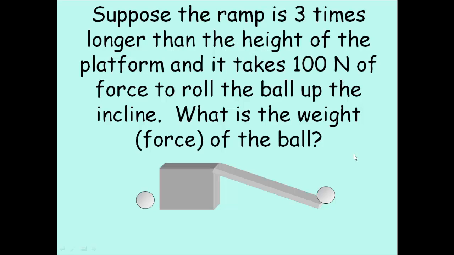So finally, suppose a ramp is 3 times longer than the height of the platform. It takes 100 newtons of force to roll, so 100 newtons this way, right? So we got to talk about that distance. What's the weight of the ball? So we're looking for this force over here. We know the ramp is 3 times longer, so it doesn't matter what you say. Maybe it's 1 meter, and then this therefore is 3 meters. So you can do just a comparison, and you should find that the weight of the ball is 3 times more, 300 newtons.